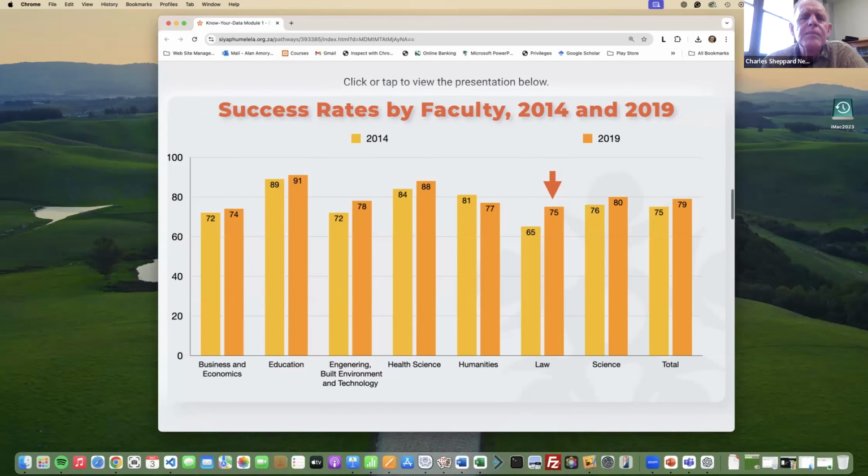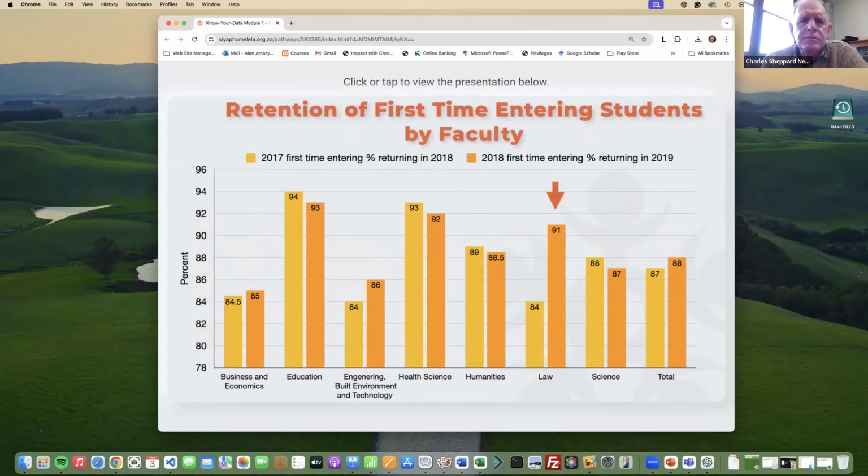Next slide. And also what happened, the retention of, if you look at the 2017 first time entering, returning in 2018 was 84% in the law faculty. And in 2018 to 2019, it jumped to 91. A huge difference in retention of the first time entering students.